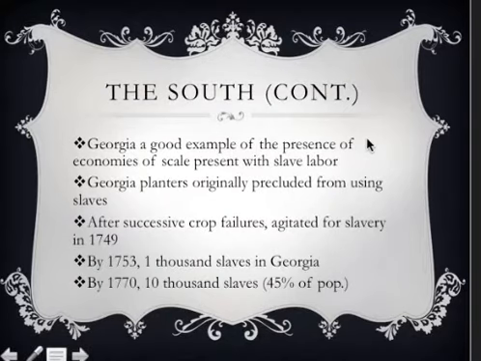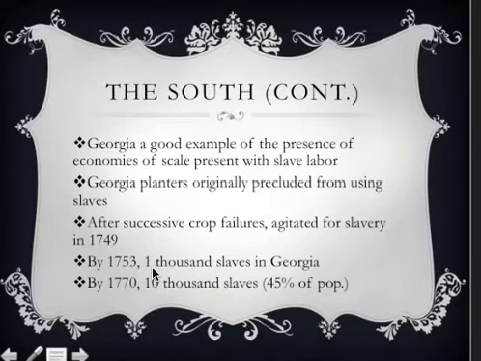All right, just as an example from your textbook, Georgia is a very good example of economies of scale when it comes to slave labor. Originally, planters in Georgia did not want to use slaves, and actually were precluded from using slaves. After some very catastrophic crop failures, the locals in Georgia agitated for the legalization of slavery in 1749, and you can see how quickly the prevalence of slavery in Georgia expanded.